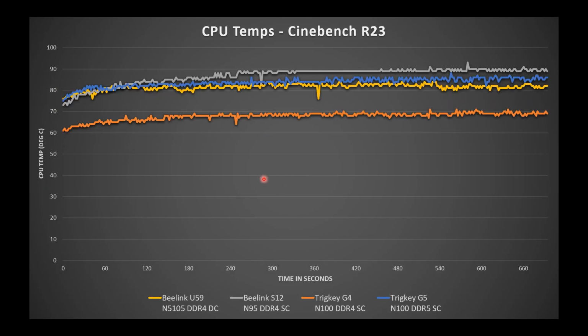Now, if I took all those temps and combined them together into one, you can see here we've got the yellow is the Beelink U59, gray is the Beelink S12, orange is the Trigkey G4, and blue is the Trigkey G5. The G4 tended to fare really well. It stayed under 70°C throughout, whereas these other guys crept up over the 80°C threshold and all the way up to about 90°C for the Beelink S12.